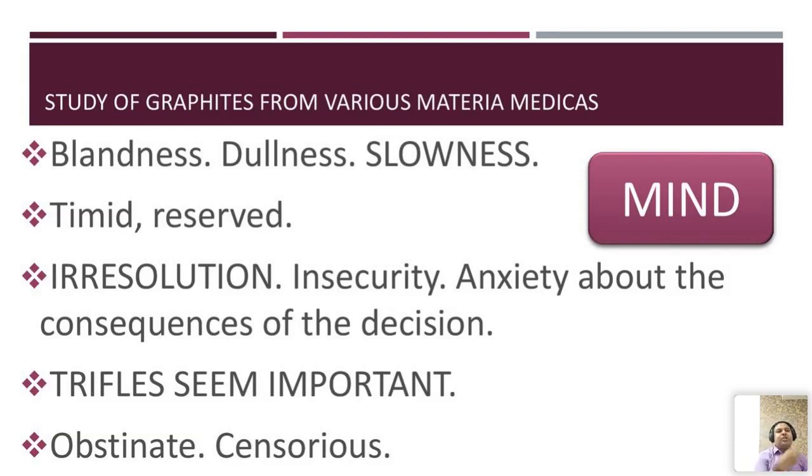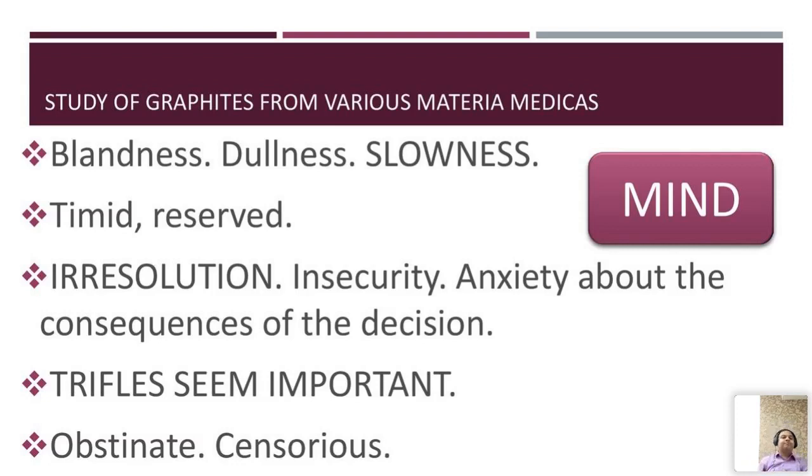Timid. So graphite is a very shy remedy. Graphite is very reserved. It is very irresolute, just like pulsatilla. One of the numerous comparisons and similarities between them: there's a lot of insecurity, anxiety about the consequences of the decision, because she cannot decide, and the irresolution is out of the poor mental faculties.